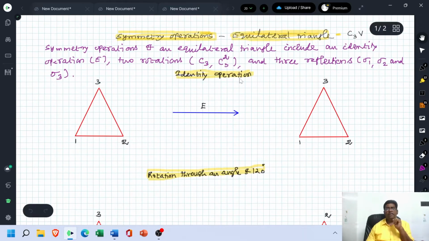The first operation is identity operation. Identity operation means do nothing, or 360 degree rotation. If you provide 360 degree rotation, we can get the identical structure. Or if no operation is carried out, we can get the identical structure. The points 1, 2, 3 are maintained as such.